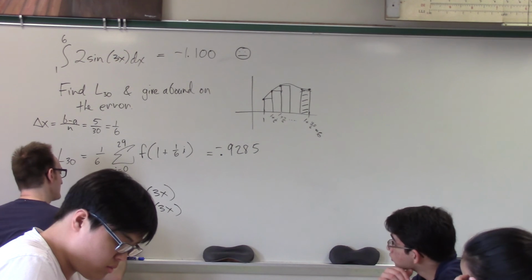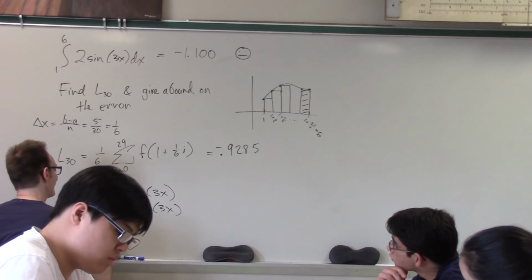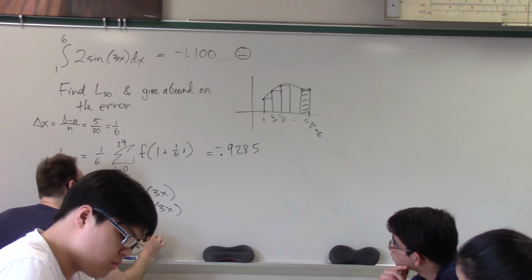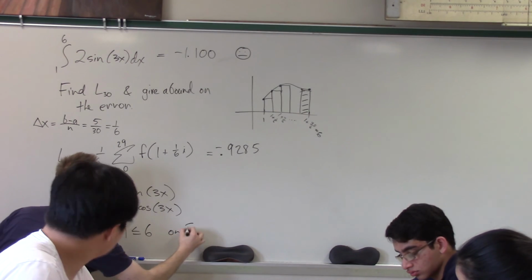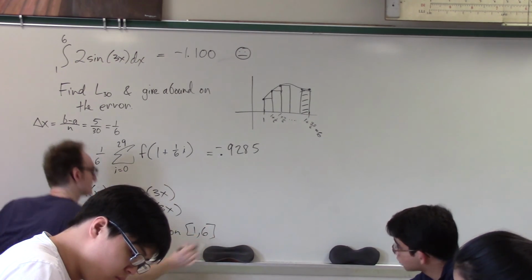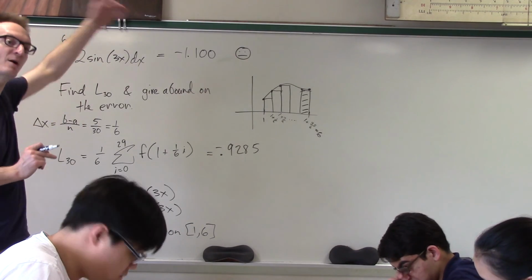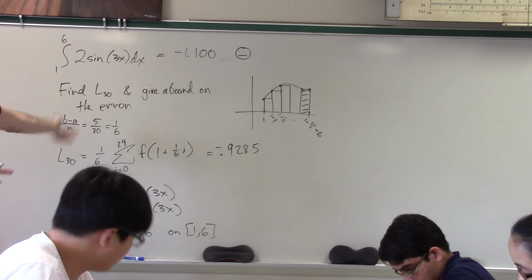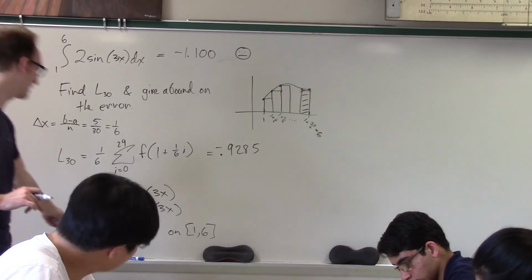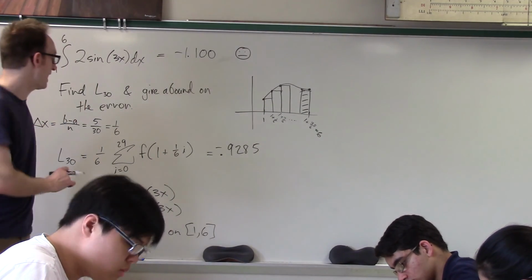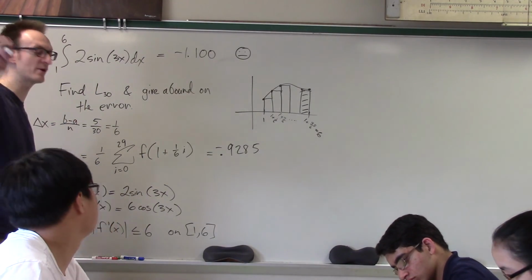Okay, so I now make the following claim. The derivative, for sure, is less than or equal to 6 on the interval from 1 to 6. That becomes K1, right? Once you have an upper bound on the derivative, which you can do for known functions, then we can use that in our error formula.